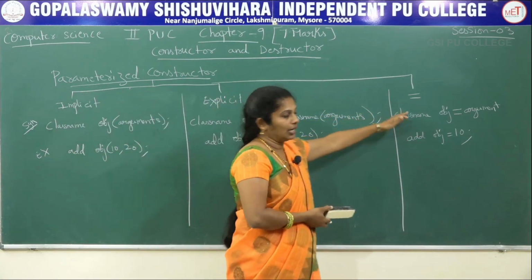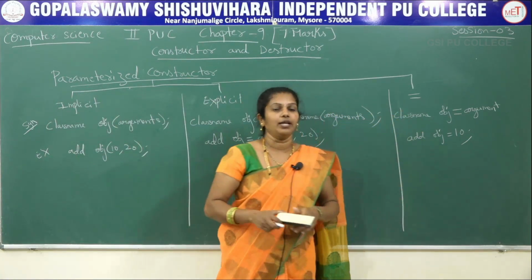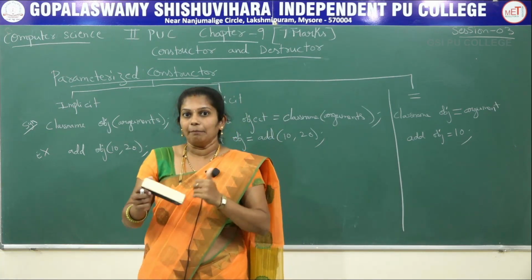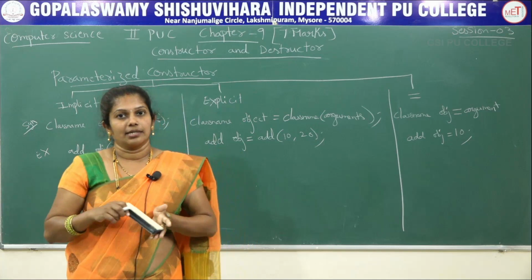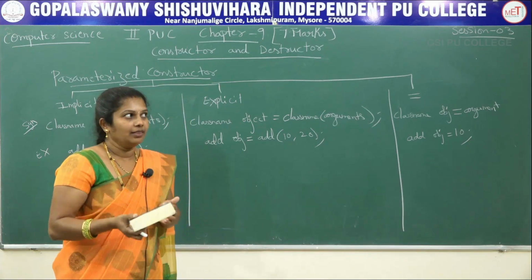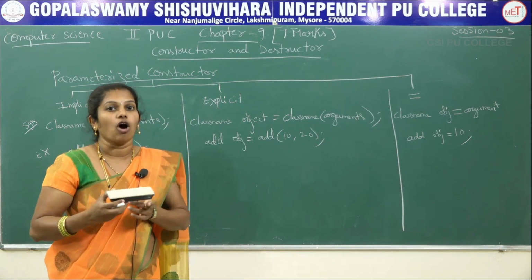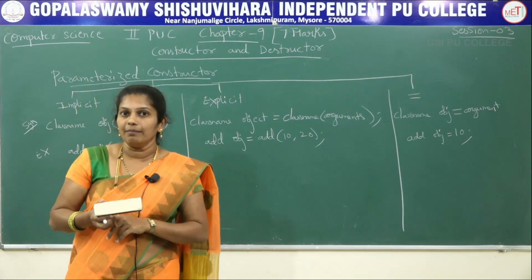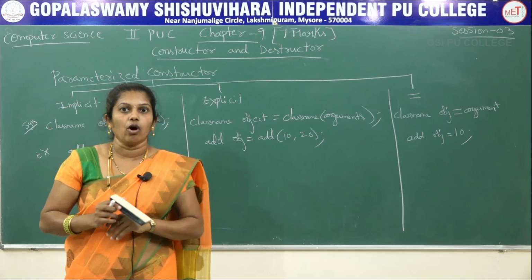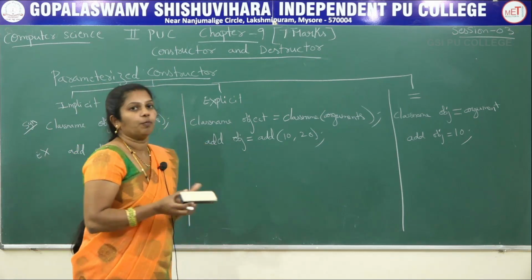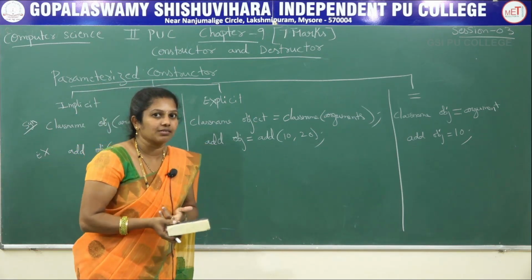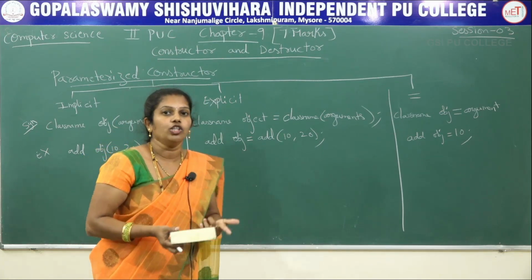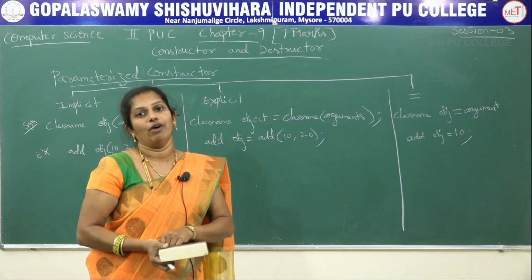But when you come to the last case, only one argument can be passed at a time. These are the three methods by which a parameterized constructor can be invoked. Then what are the major drawbacks of this parameterized constructor? The main drawback is that the parameterized constructor cannot be used when you want to initialize all the objects with the same set of values.